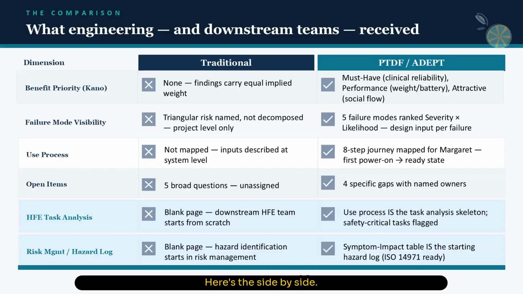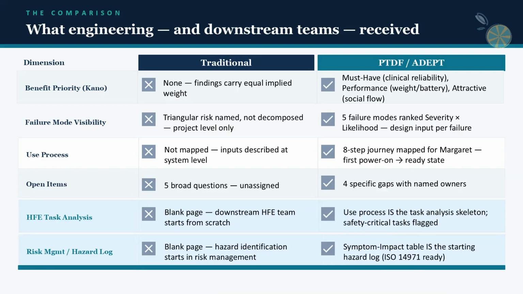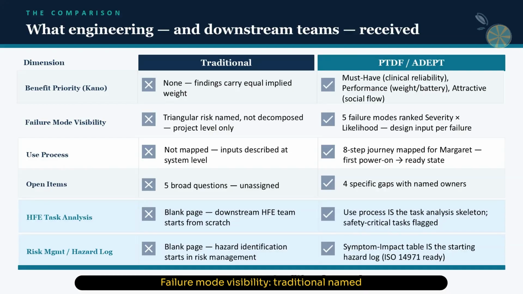Here's the side-by-side. For benefit prioritization, traditional concept development produced findings with equal implied weight. Pierce the Design Fog gave engineering a Kano breakdown, must-have, performance, attractive, so they know what to protect first. Failure mode visibility. Traditional named the triangular risk at the project level. Pierce the Design Fog gave engineering 5 ranked failure modes with a specific design input for each, rooted in use, not just system requirements.